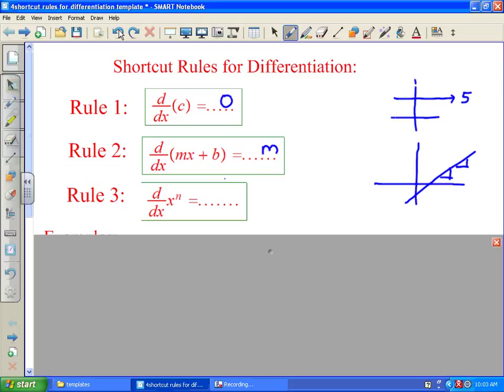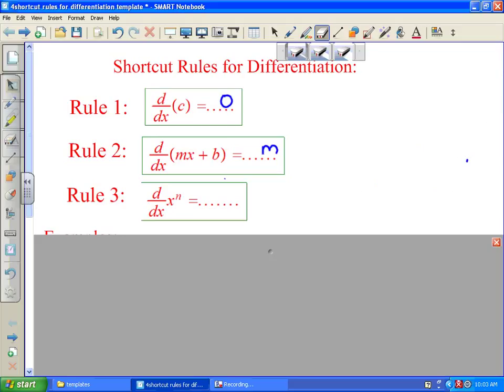What if you have something like x to a power? Now, we've already worked on some of these cases. For example, if y equals x squared, what was the derivative there? dy dx, or y prime, was 2x. Okay.